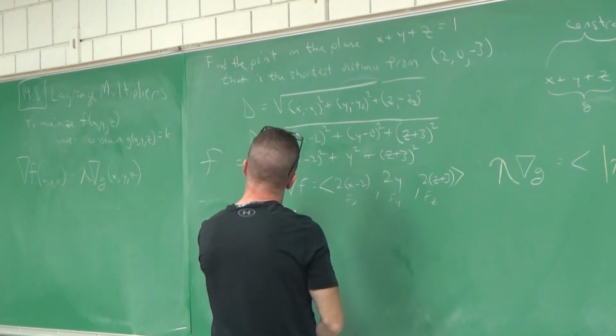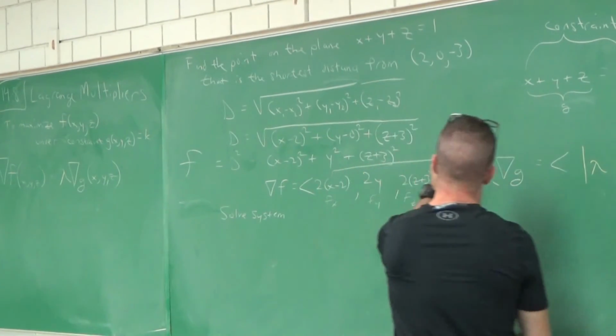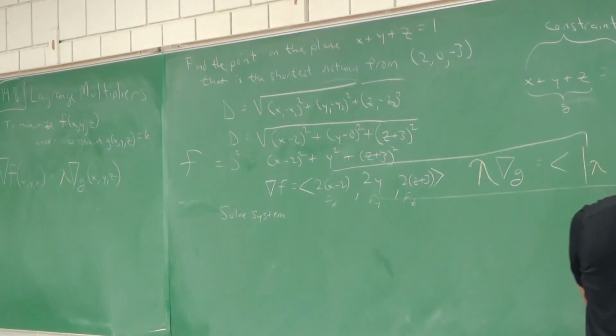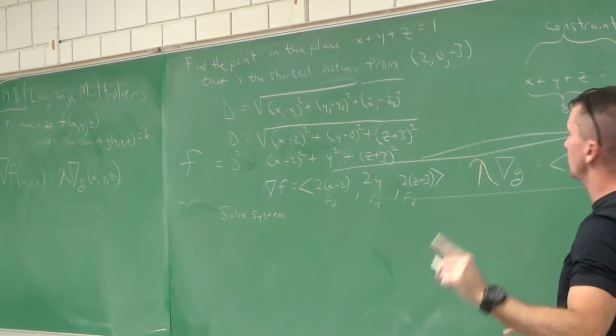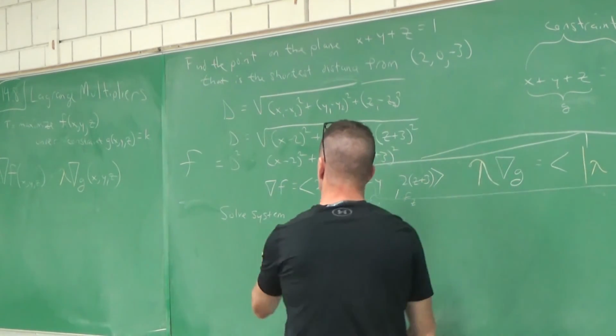Now this is what happens with Lagrange multipliers. Your system is set this equal to this. Corresponding components, set this equal to this. Set this equal to this, and then there's one more thing. We gotta list a constraint. Alright? So I'm gonna do this. Here's the system we gotta solve.